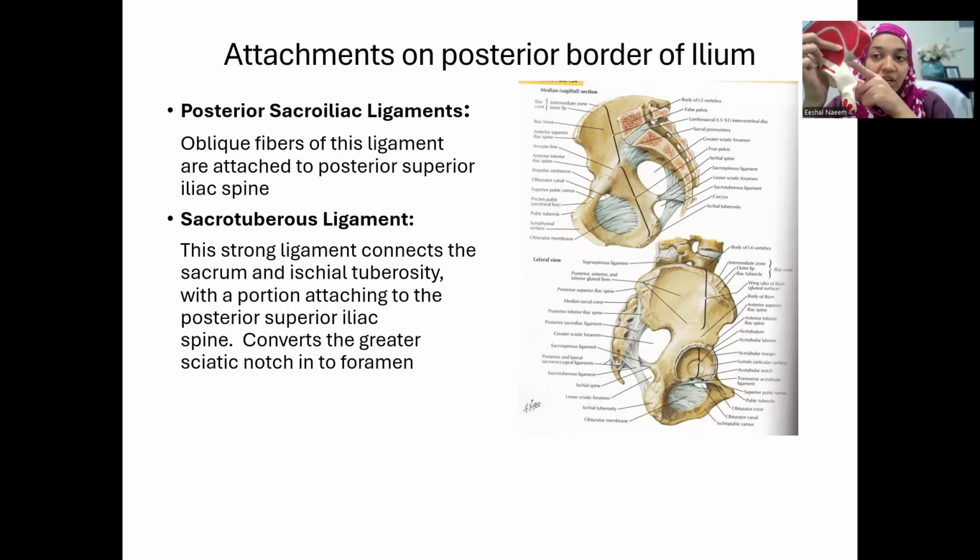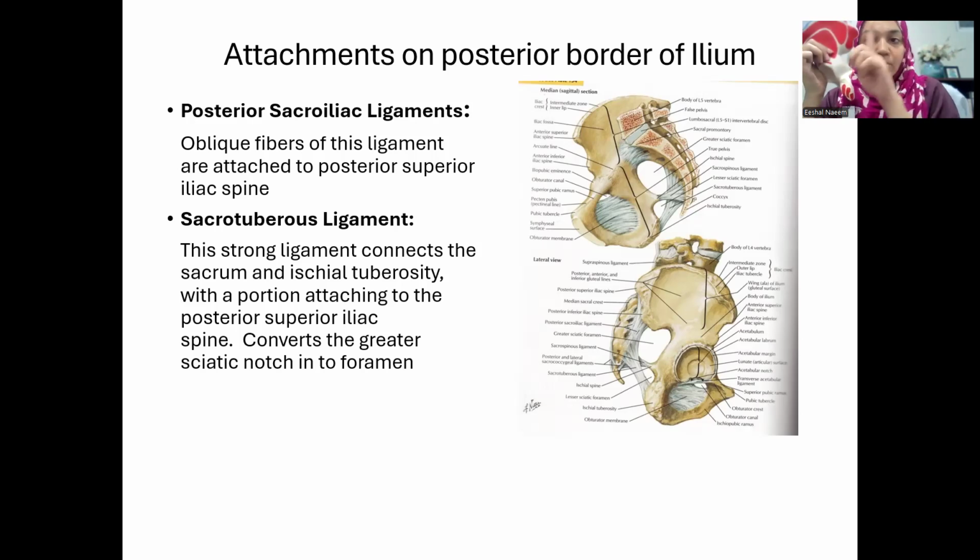This is the greater sciatic notch converted to a foramen by the sacrospinous ligament, which also forms the superior boundary of this lesser sciatic notch or the lesser sciatic foramen. So that same sacrospinous ligament that was converting the greater sciatic notch into the greater sciatic foramen is forming the superior boundary of the lesser sciatic foramen. And we have another ligament that comes from the sacrum all the way to this ischial tuberosity. This was the ischium, right? So this is the ischial tuberosity.